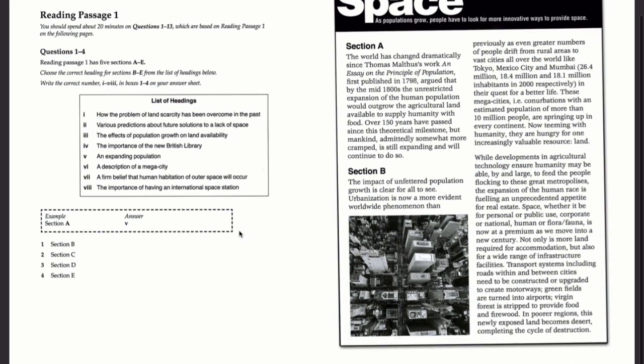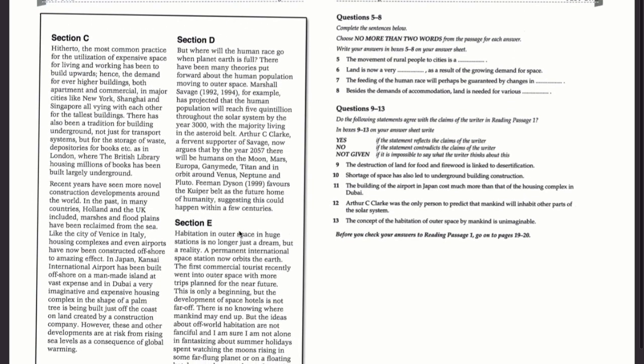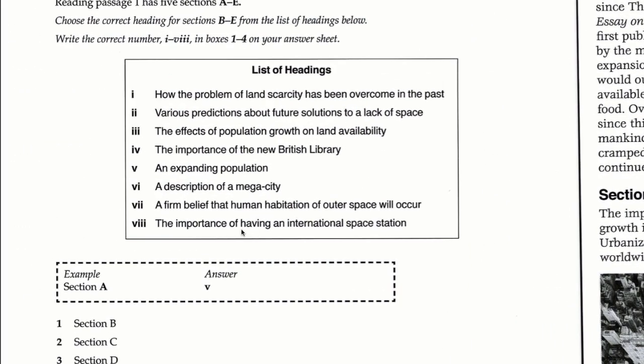But here the writer has just given one example. He hasn't told any importance of this point. Even if the sentence is eliminated, the central idea will remain the same. So don't get confused with this sentence. The writer is mainly talking about regarding his faith towards life in outer space. So undoubtedly the answer is 7th, that is a firm belief that human habitation of outer space will occur.